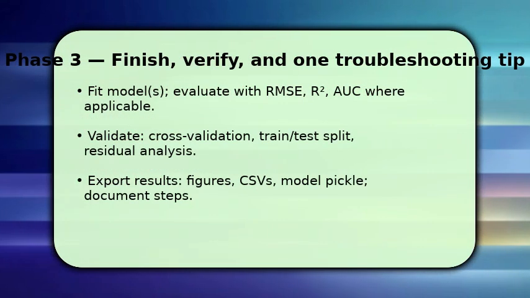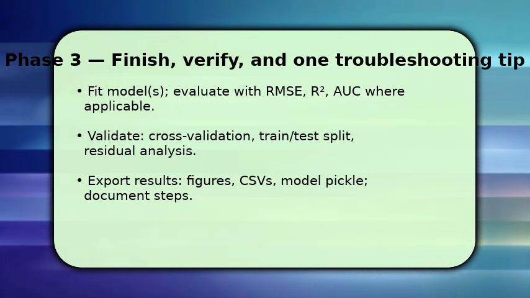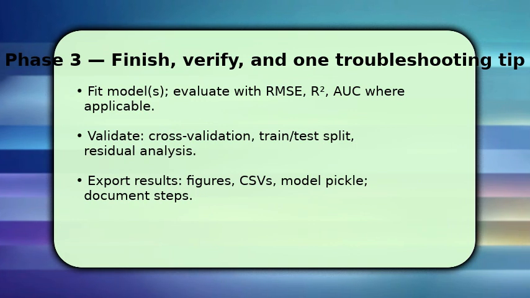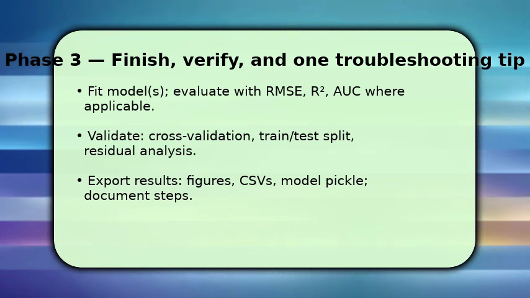You finalize by fitting models and validating them thoroughly. Split data, or use k-fold CV to estimate generalization and record RMSE, R2, or AUC depending on the task. Make sure to inspect residuals and feature importance to interpret results, then save plots and export clean data and model artifacts for reproducibility. If something breaks, check data types, shape mismatches, and missing values first. Those are the usual culprits and are quick to fix.